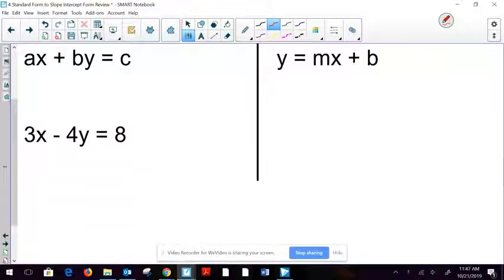So please copy down this problem. 3x minus 4y equals 8. We're going to follow the same two steps every single time in order to get our equation into slope-intercept form, meaning in order to get our y all by itself. So the first step that we're going to do every time is we are going to add or subtract the x term.